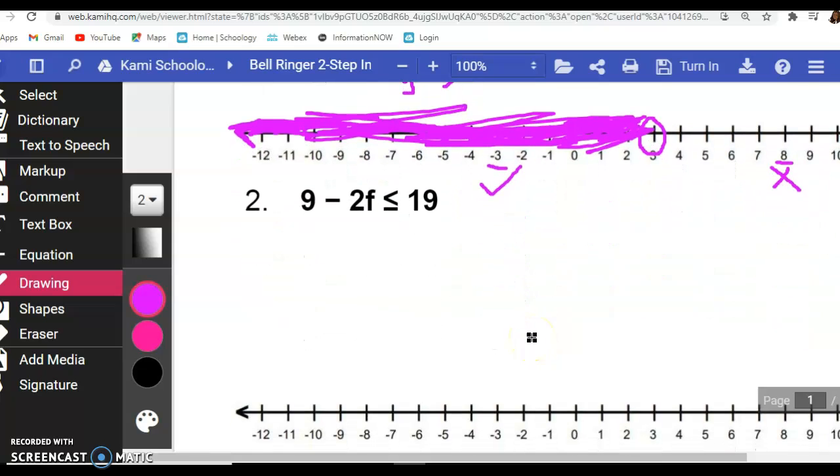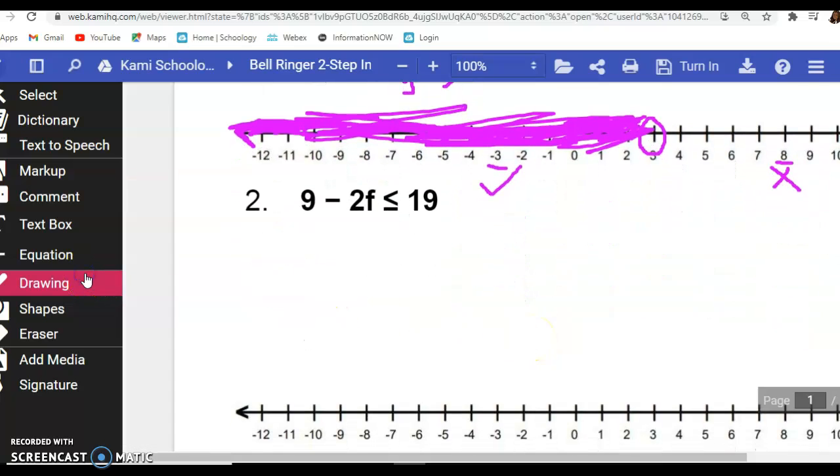All right, so let's look at the second one. Here we have 9 minus 2f is less than or equal to 19. So we can quickly see that we have to subtract 9 from both sides. We can't subtract from the 19 because it's already by itself, right? So we want to get this part alone. So we have to subtract 9 from both sides.